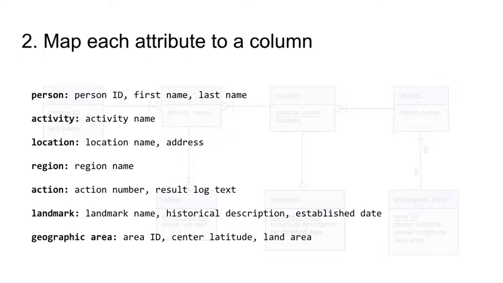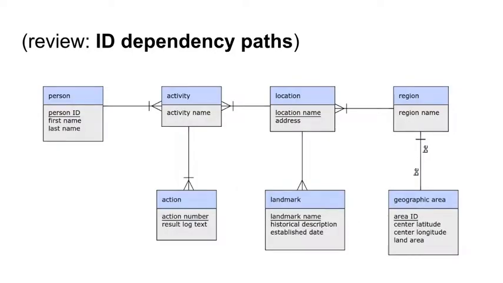Here's the format. For each relation, we'll write its name, then a colon, and then a set of columns on that relation. For example, this means the landmark relation has columns landmark name, historical description, and established date, because those were the attributes on the entity. Pretty simple so far. For the next step, we'll need to know how to follow a path of identification dependency, which we covered in an earlier video.